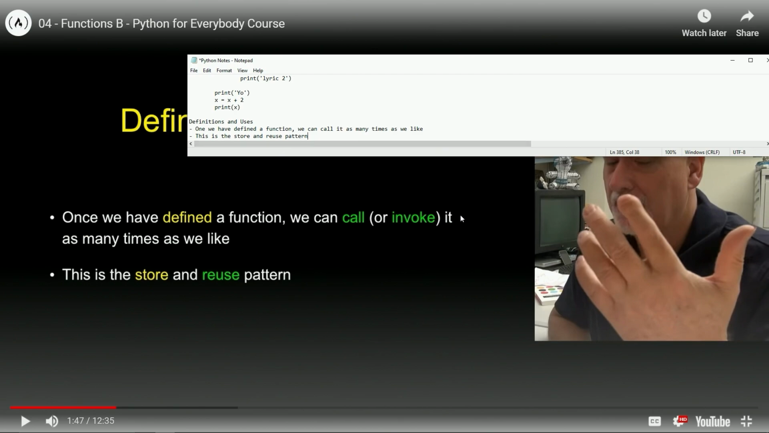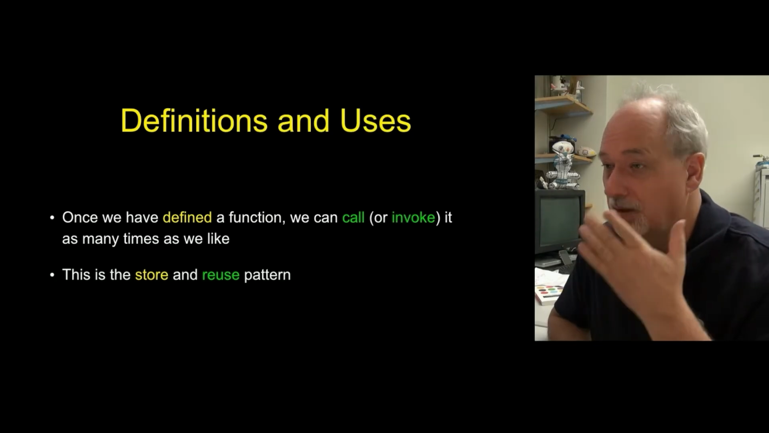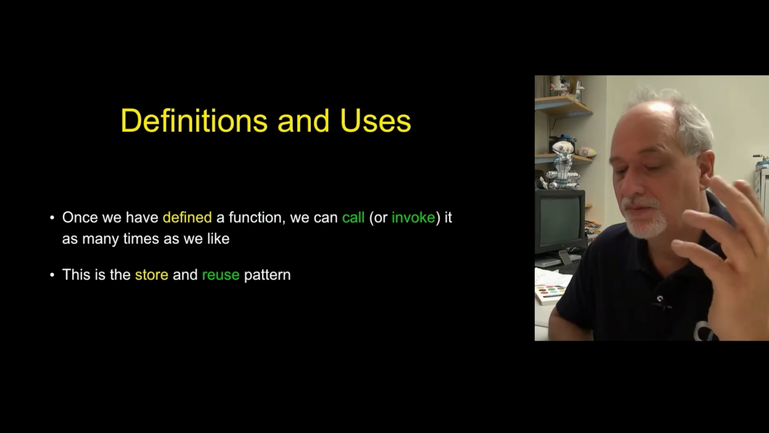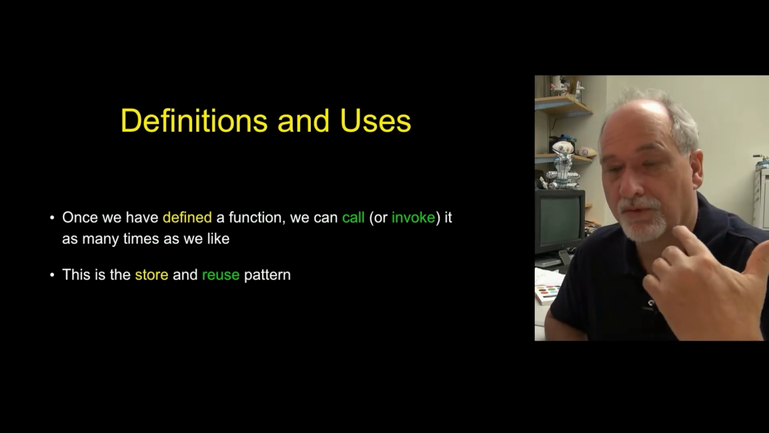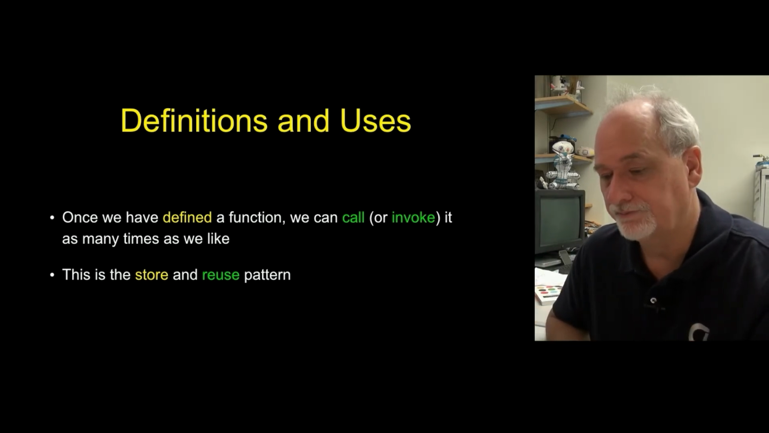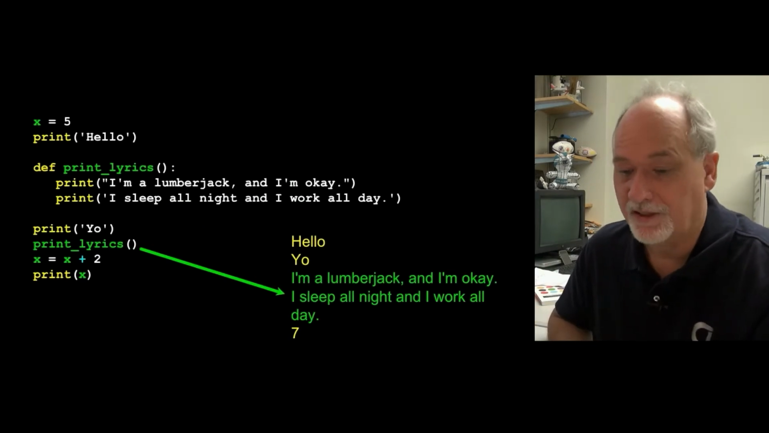Let's see what Dr. C has to say. We can invoke this as many times as we like. Sometimes you define it once and use it once, but more commonly you define it once and use it more than one time. Again, the store and reuse pattern. The def is the store, and the invoking is the reuse. Calling. So here's just a slightly different version of that.